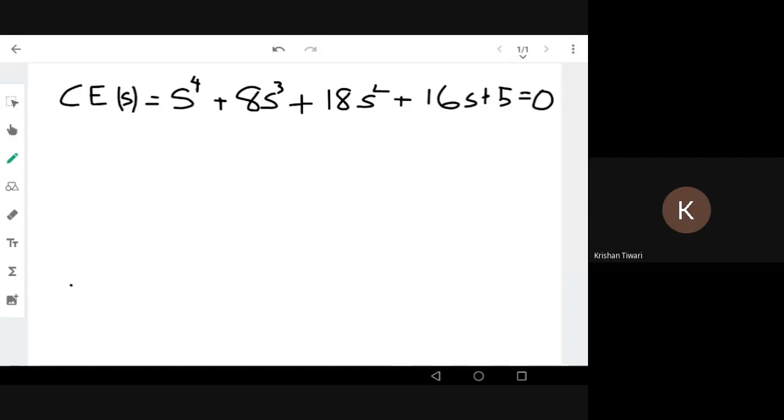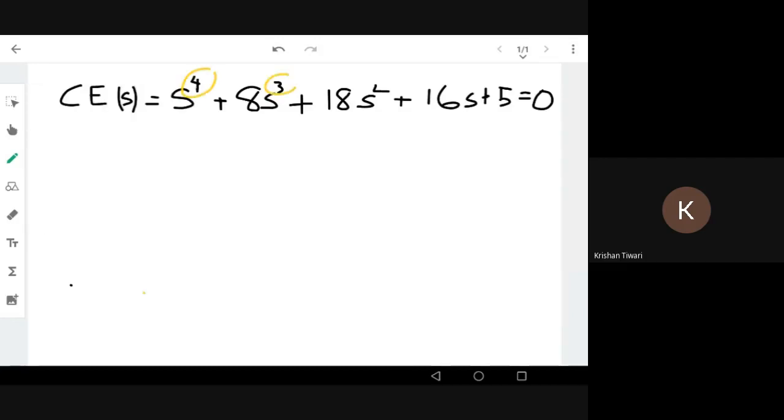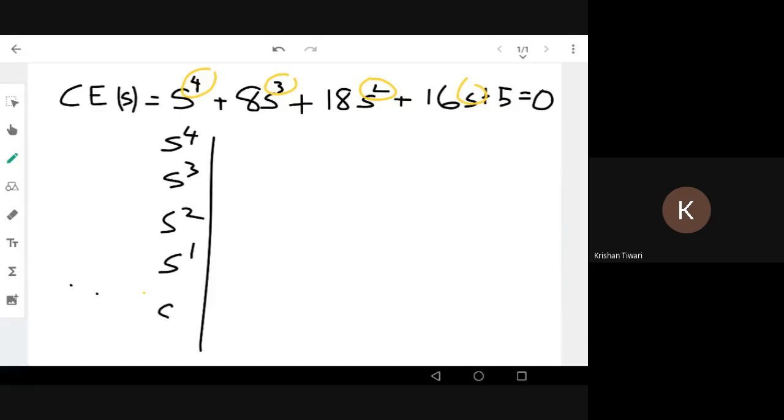First we should check that all these are in correct order. After s raised to 4 we have s cube, s square, s raised to 1, and s raised to 0. So they are in order, and we don't need to fill in any zero coefficients. Now first we need to draw the Routh array. This is the s raised to 4 row, s raised to 3, s raised to 2, s raised to 1, and s raised to 0. This is just for noting the different rows: first row, second row, third row, fourth row, and fifth row.